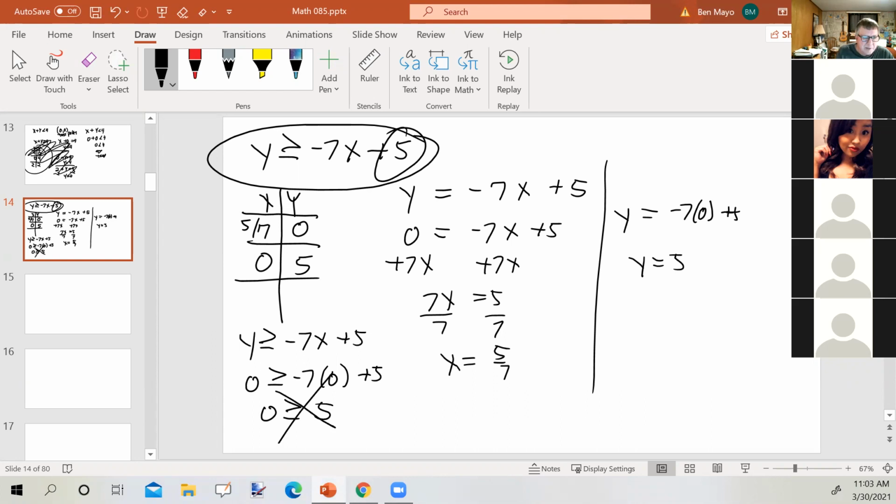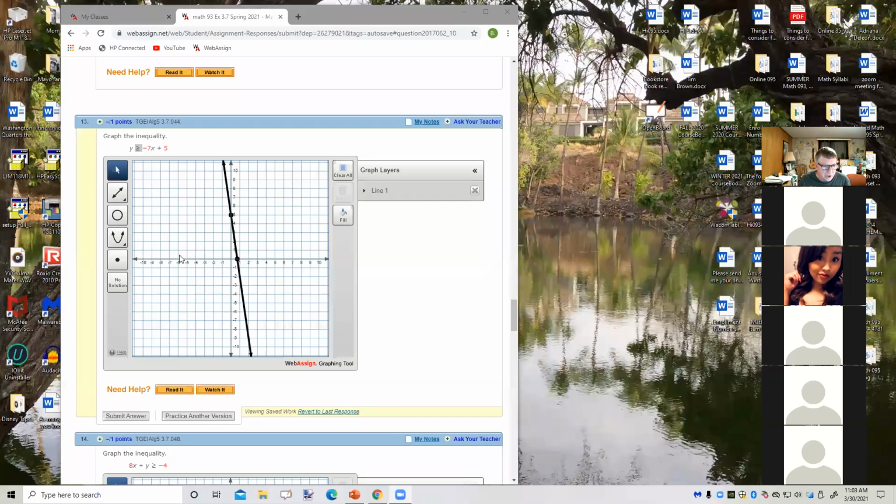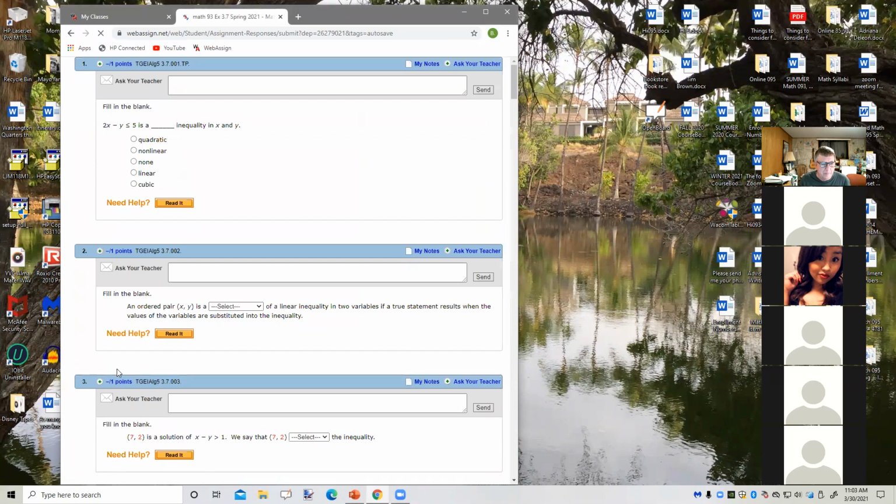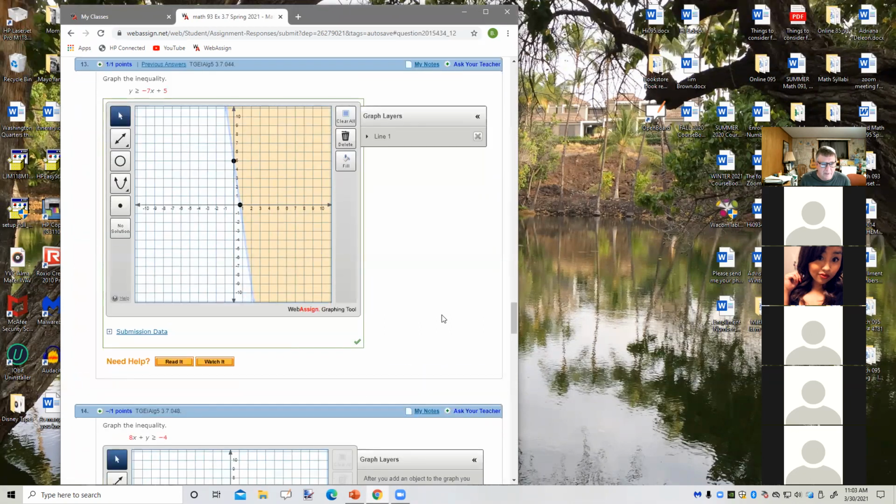No, it's not. So 0, 0 is not a good test point, which means that we're not going to shade the side that has 0, 0. We're going to shade the other side. So fill. Click OK. So that should be the correct solution. Let's find out if it is. And it is. Good job, Ben. All right. Any questions about this one?